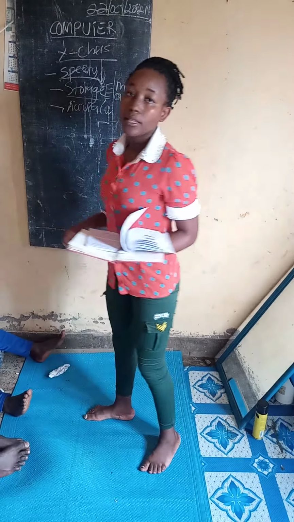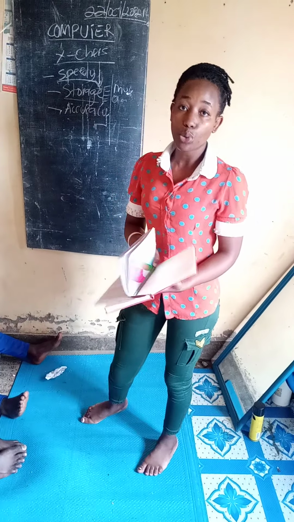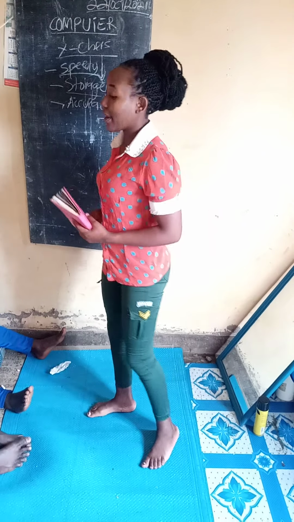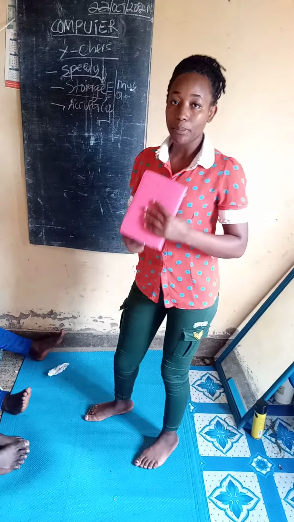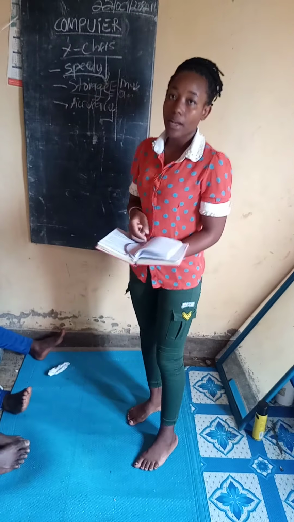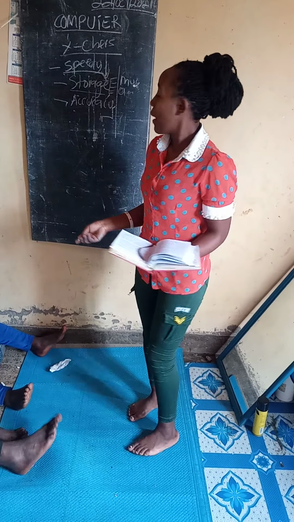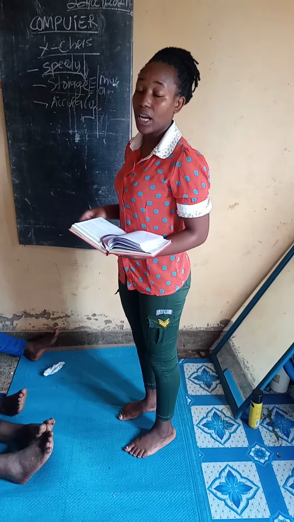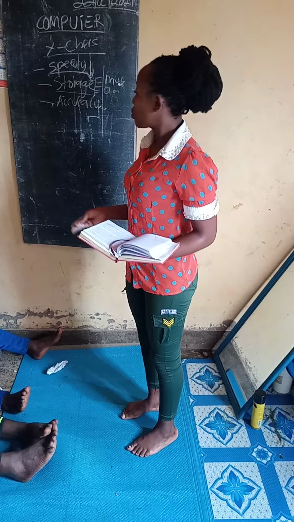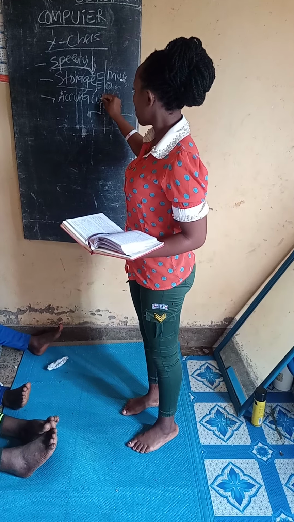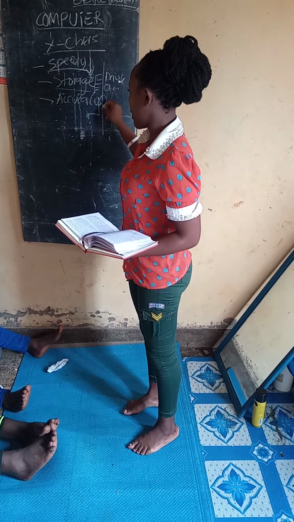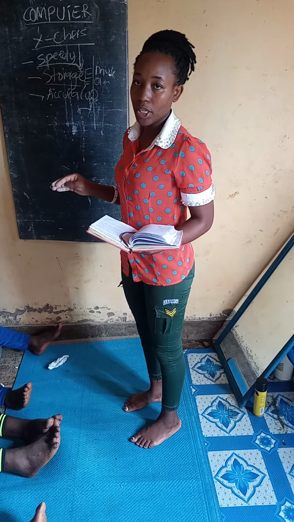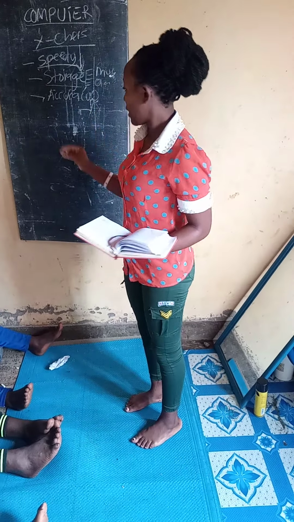Accuracy. These computers are also accurate when performing their tasks. You may find that we people can make mistakes. Like as I'm teaching, I can make a mistake when I'm teaching you. But computers are accurate. It is hard for a computer to make a mistake. So it is not often found that a computer has made a mistake. So they are always accurate when performing tasks.